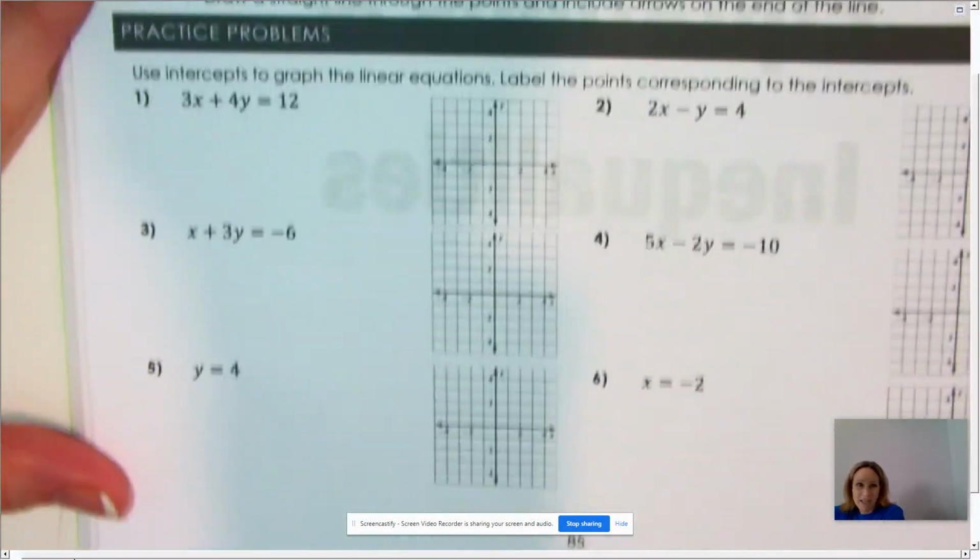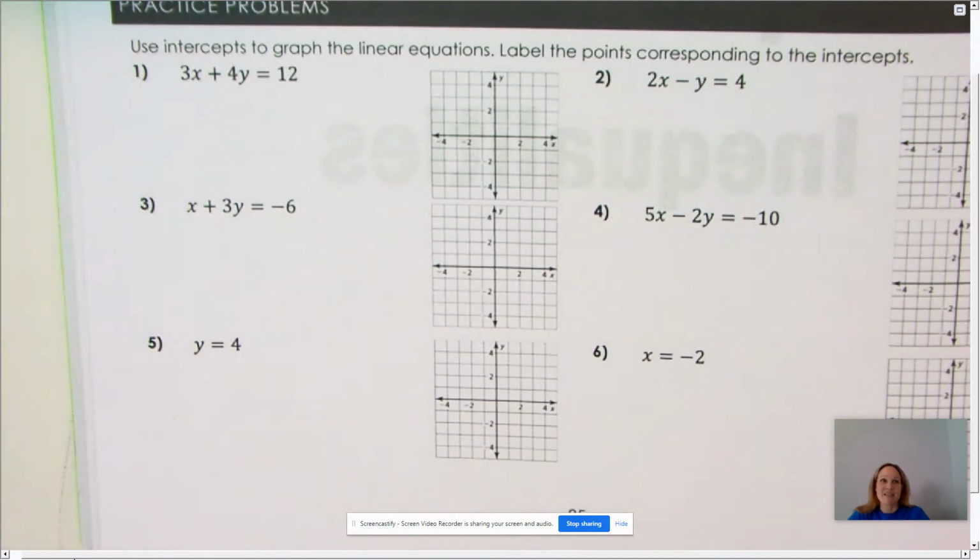So let's jump into it. For question number 1 in the practice, this says use intercepts to graph the linear equations, label the points corresponding to the intercepts.